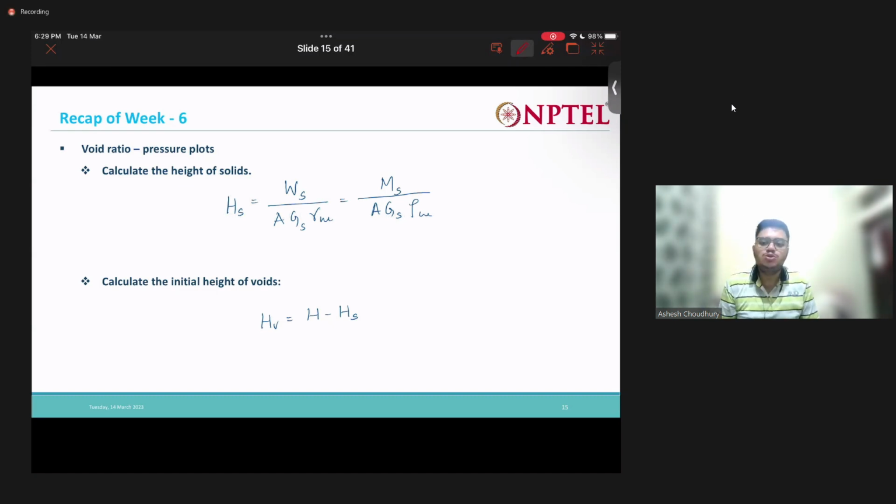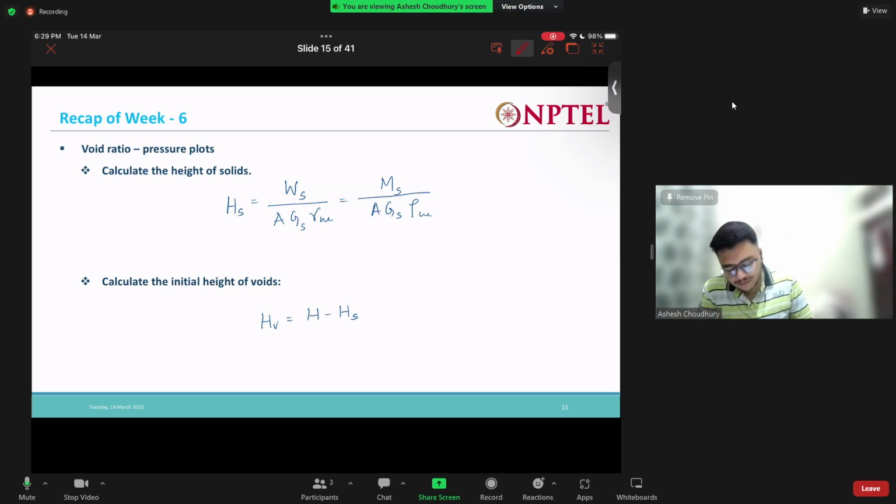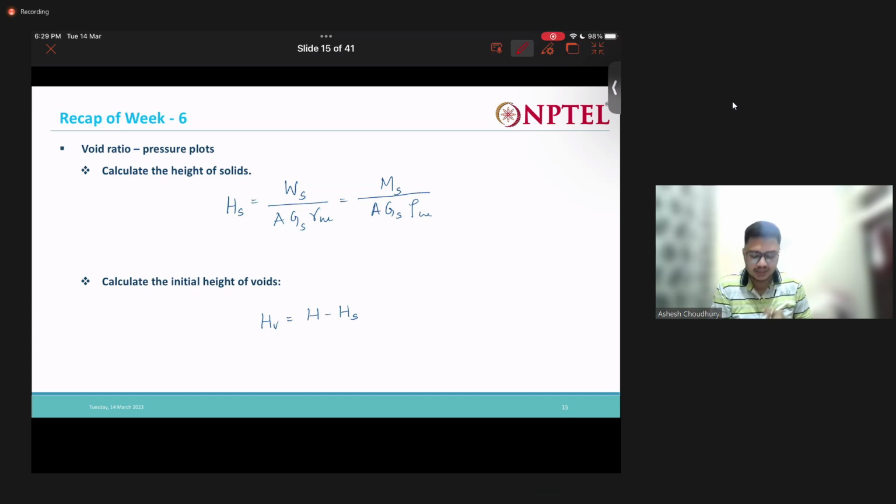Now after this, we can plot the void ratio versus the pressure plots. At the end of each loading we will get some void ratio. We can calculate the void ratio, and using that void ratio we will be plotting my void ratio versus pressure plots. The void ratio is determined from the change in height of the sample, right? So how to determine the void ratio, we will be seeing here.